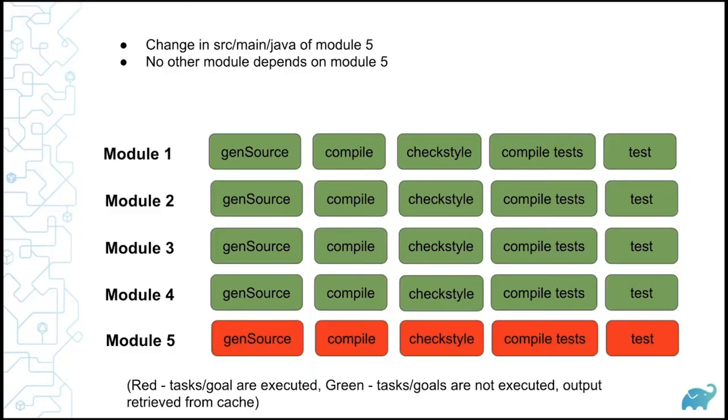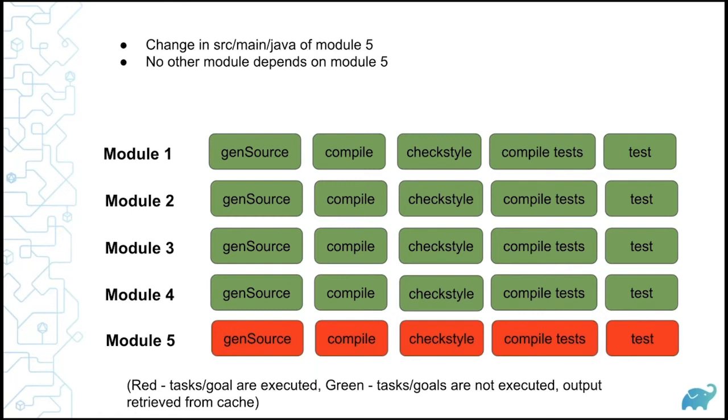So you have a multi-module build, let's say 5 modules. All those modules need to be built. Let's say you have a generate sources action, compile, check style, compile the tests, run the tests, right? So just look at those 5 actions, right? And now let's say you do a change in source main Java in module 5, right? And let's say no other module depends on module 5.